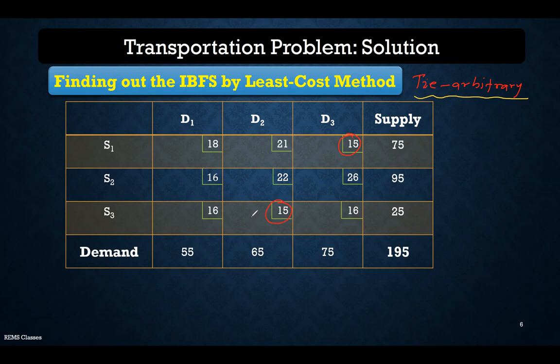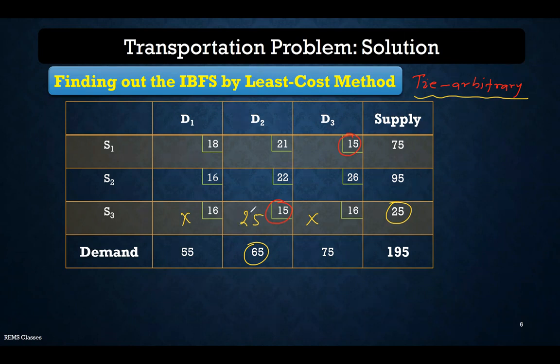If you are selecting this, in this particular cell we have a requirement of 65 minutes and there is a supply of 25 units. So we will supply 25 units here. So this particular cell is satisfied, and we will cross this cell. In this case, we have 25 units of allocation for this cell.